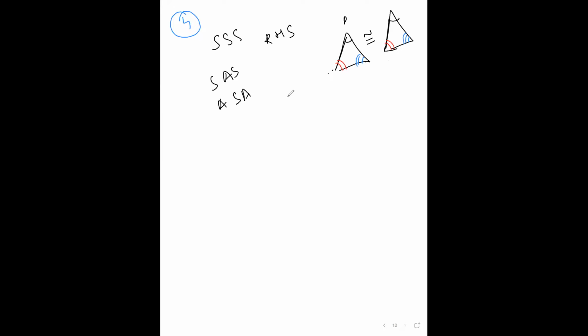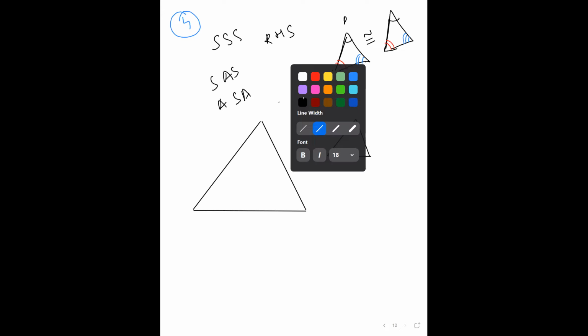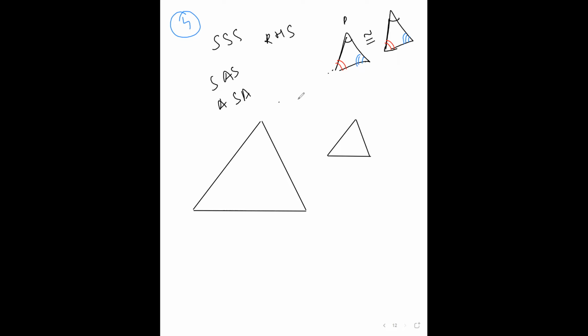Let me give you an example. You have this particular triangle. Let's say it's an equilateral triangle, okay? I am drawing another equilateral triangle over here. So are they both congruent or not? Can you show it again? We have two equilateral triangles. They are both equilateral. What is the meaning of equilateral? All the angles are 60 degrees.